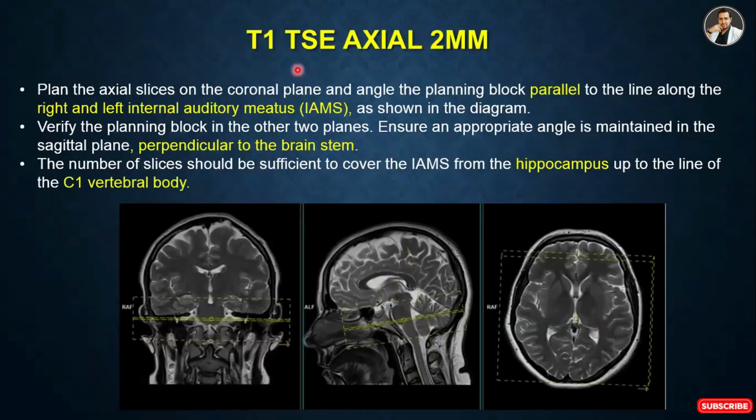Now, we will plan the axial planning. We plan the coronal and sagittal corpus. In the previous protocol, we have taken the coronal corpus and planned the sagittal corpus. In the coronal corpus, we plan the slices parallel to the right and left internal auditory meters. We can see the sagittal corpus.